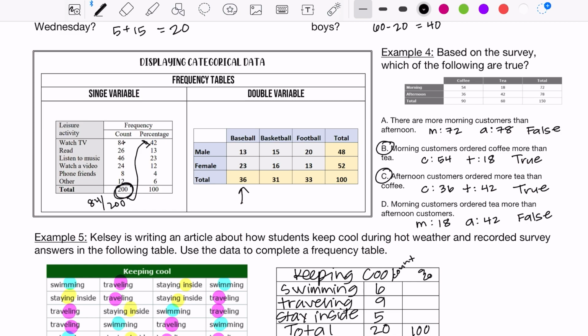So to get my percent here, I'm going to do 6 divided by 20, which is 30%. Then I'm going to do 9 divided by 20, which is 45%. And then I'm going to do 5 divided by 20, which is 25%. And you can see if I add all these up, I get 100%. And that's it for today.